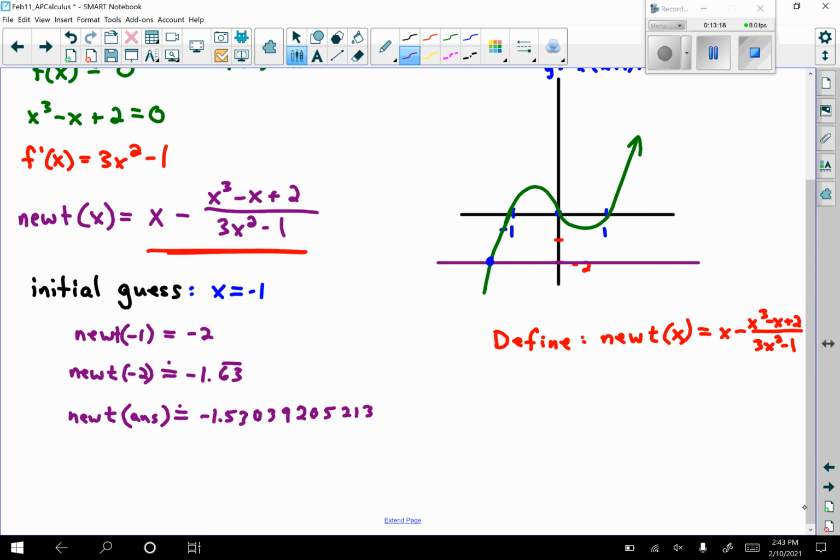So what we're going to do is we continue this process until we see the same exact number show up. So we'll do this one more time, see what happens. Newt of answer is approximately. So just go to newt. Remember, you can just go back up to the previous answer and hit enter. So it's a little different. We should be getting a -1.52144.146.514.